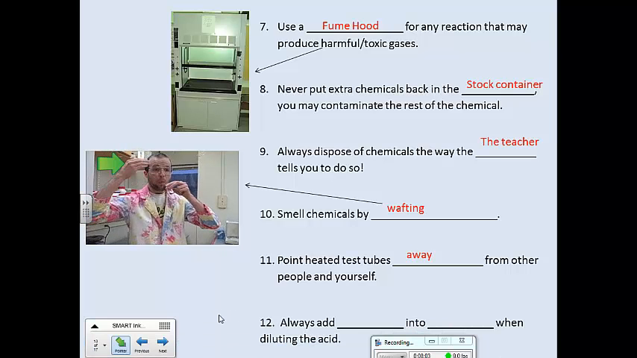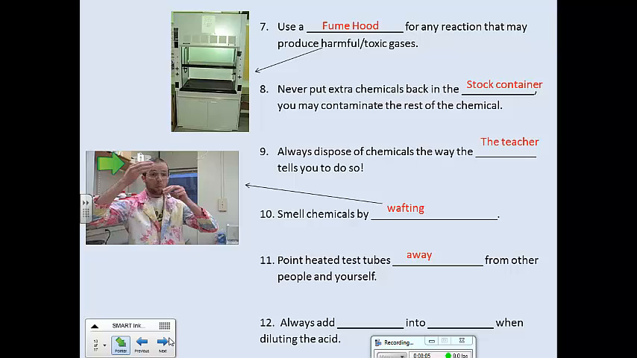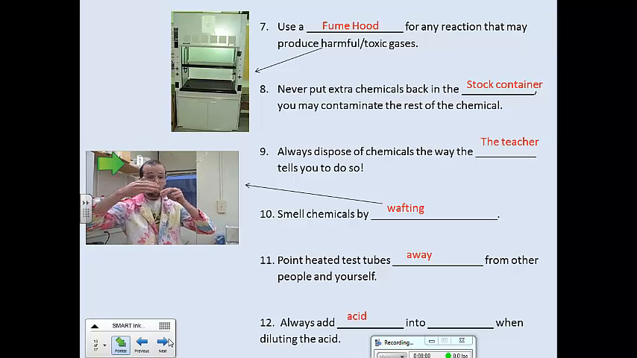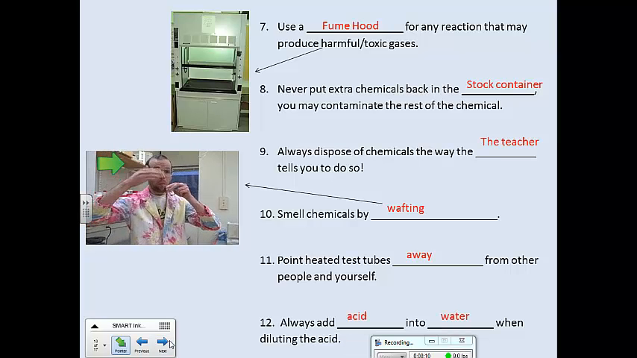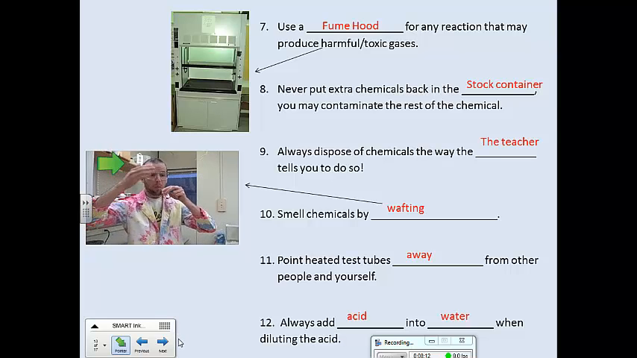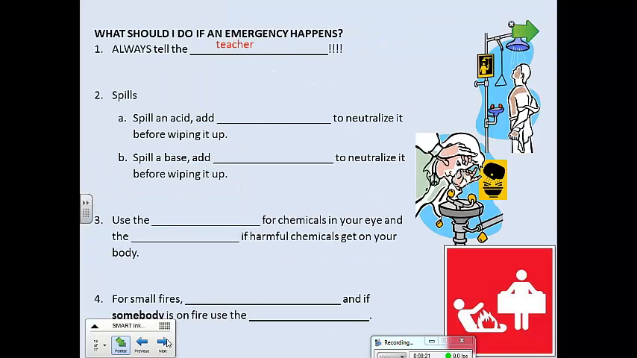And the big one is when you're mixing acids and bases and water, you're always going to add the acid into the water, never the other way around. That's to prevent splashing. If you see an event of emergency, you're always going to tell the teacher. We'll know how to handle those situations. If you spill an acid, you're going to use a base to neutralize it. And our base that we're going to use during the lab is baking soda.